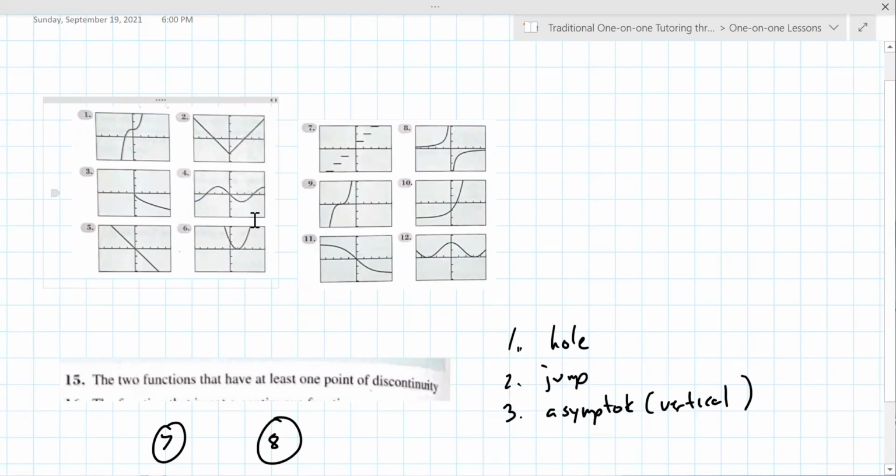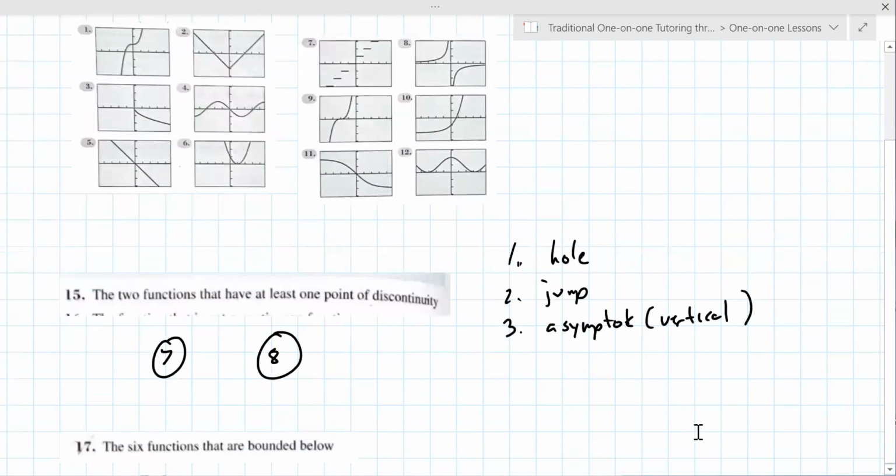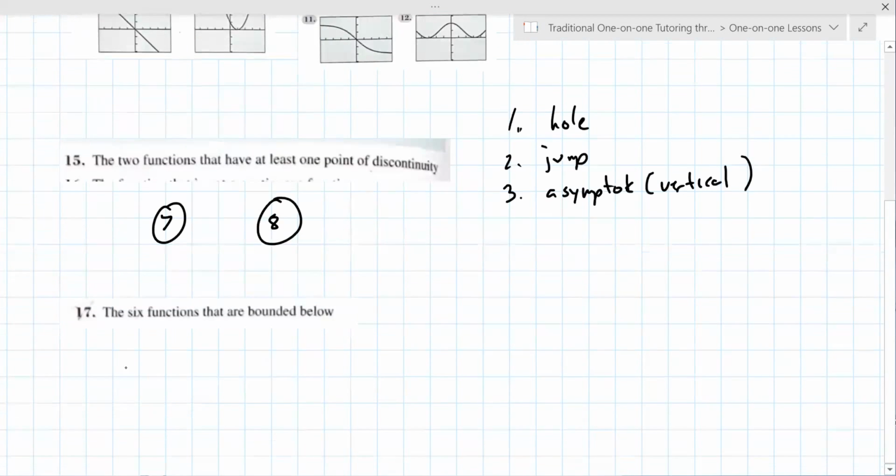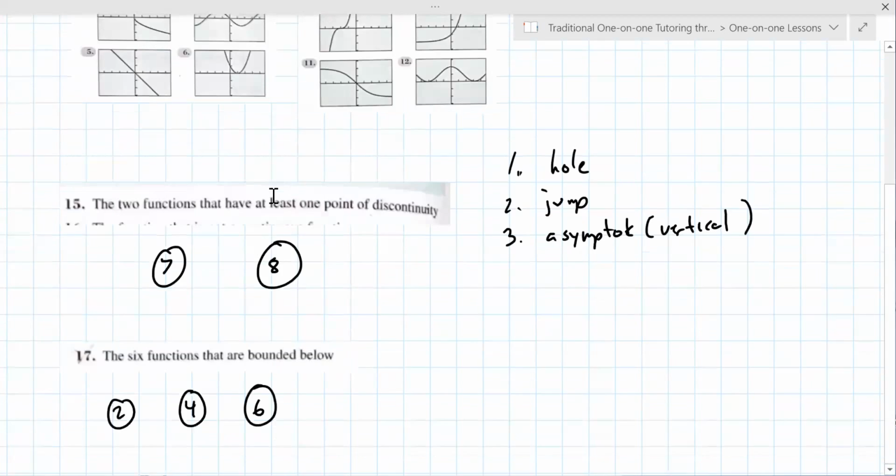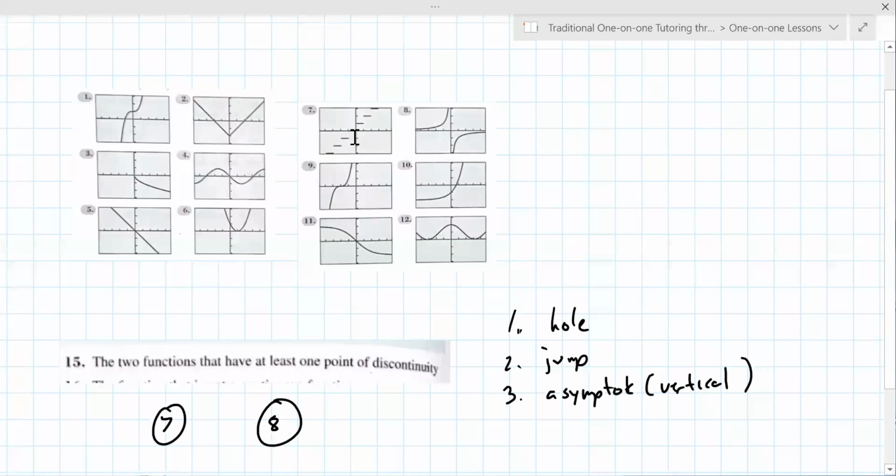Any other ones come to mind here? 6. Let's see here. 6, you missed one though. What about 4? Oh, yeah. So 2, 4, 6. Let me write those down. Now you've got this on your side so you can see it as well. 2, 4, 6. And then 12 too, right? 12 for sure, but we missed 2 before that.